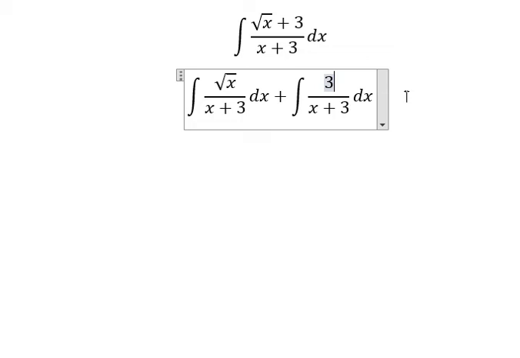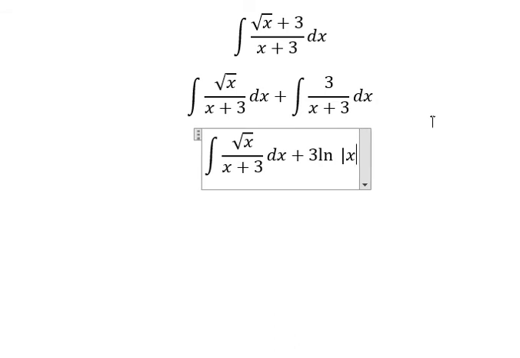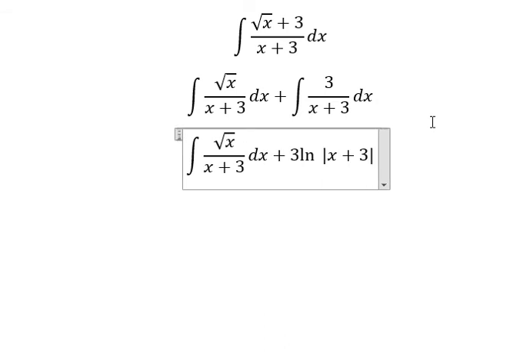That's about number 3. Now, about this one, this is so simple. You will have about 3 ln of the absolute value of s plus 3. Now, I will concentrate about this one.